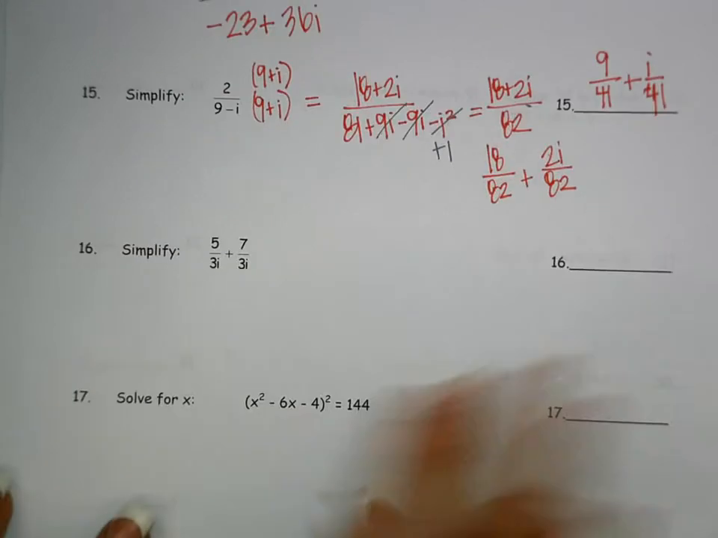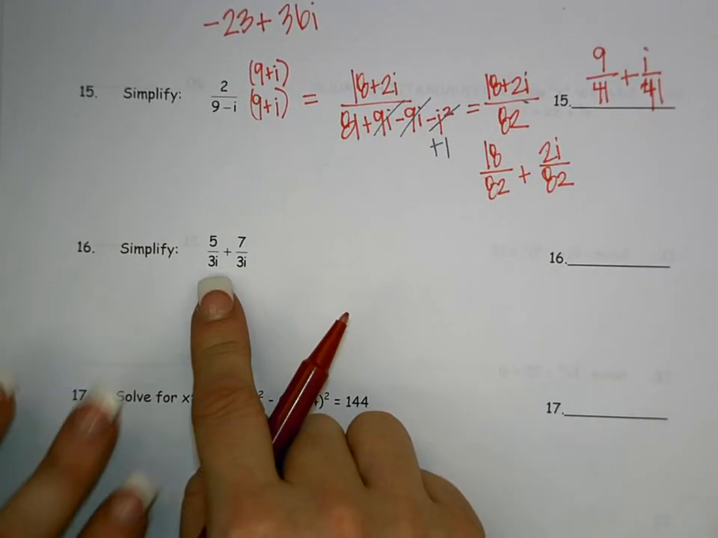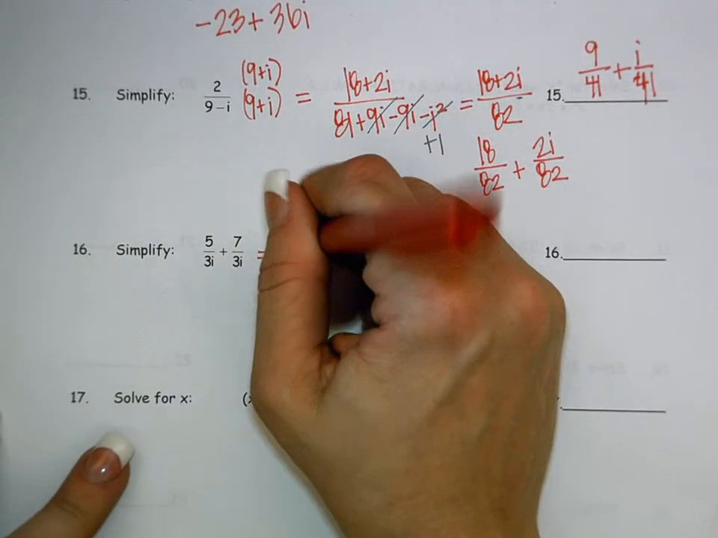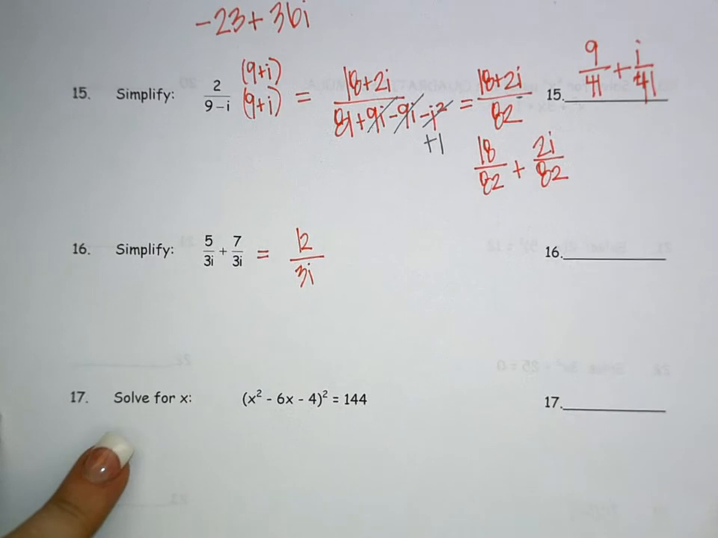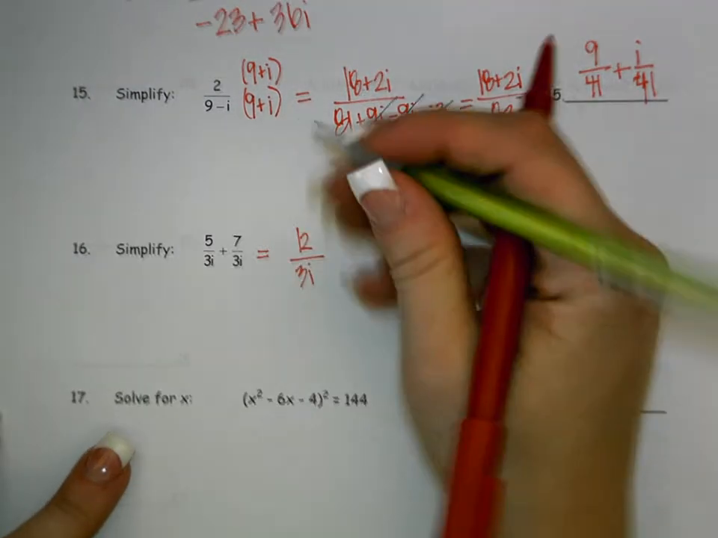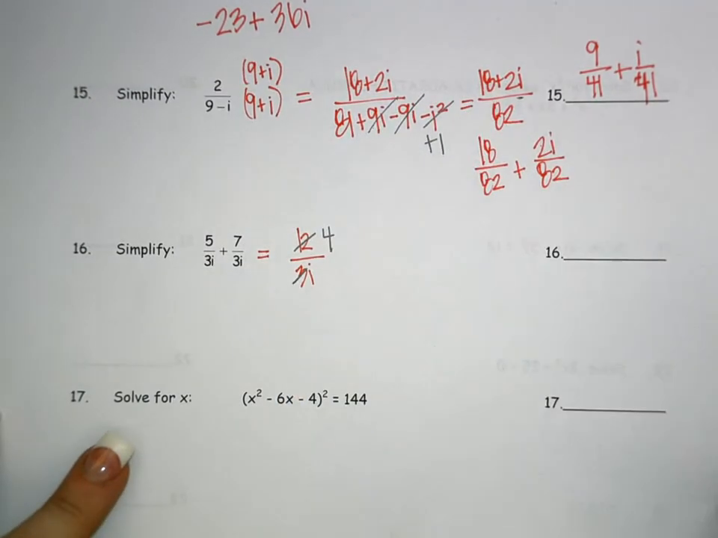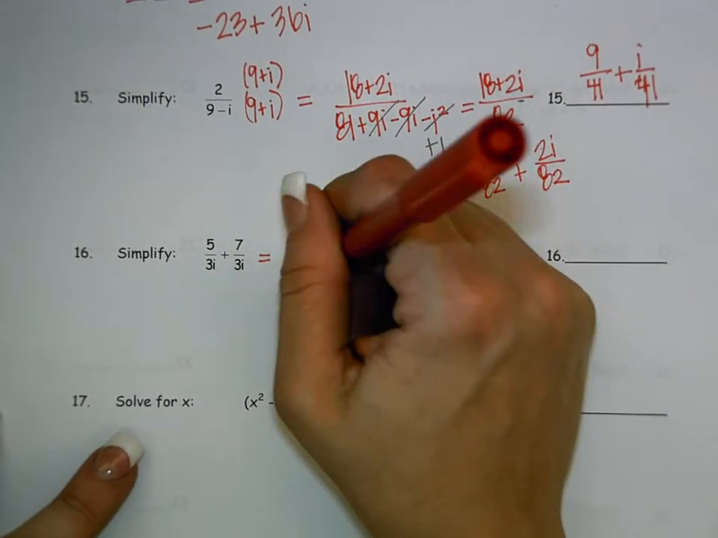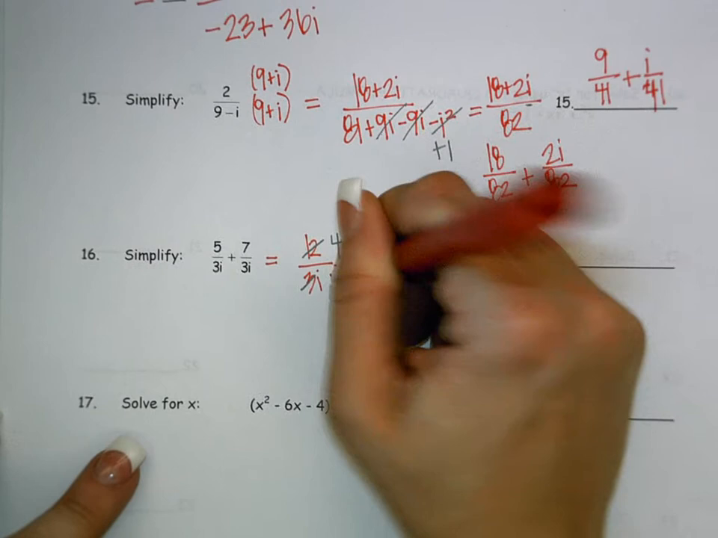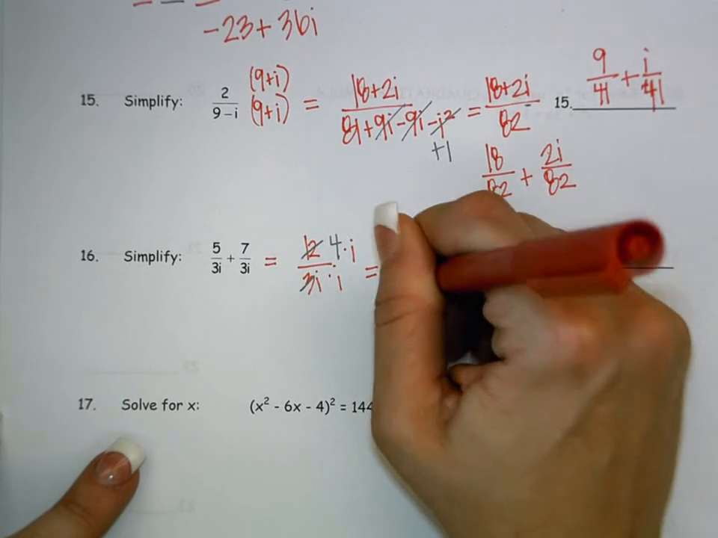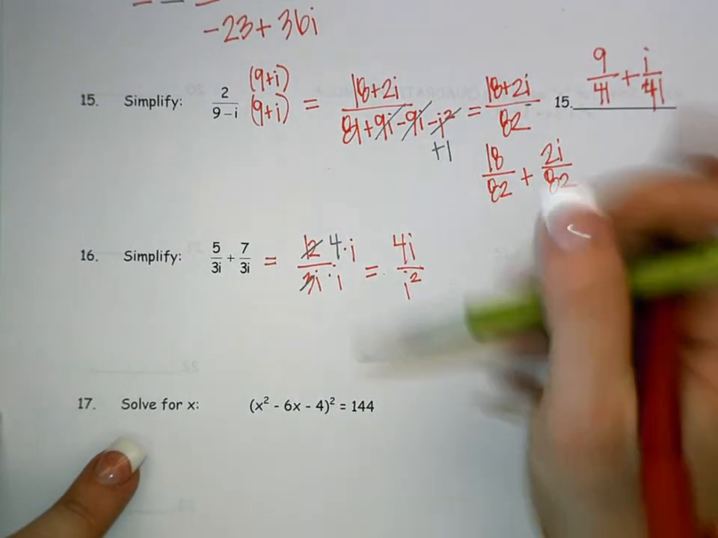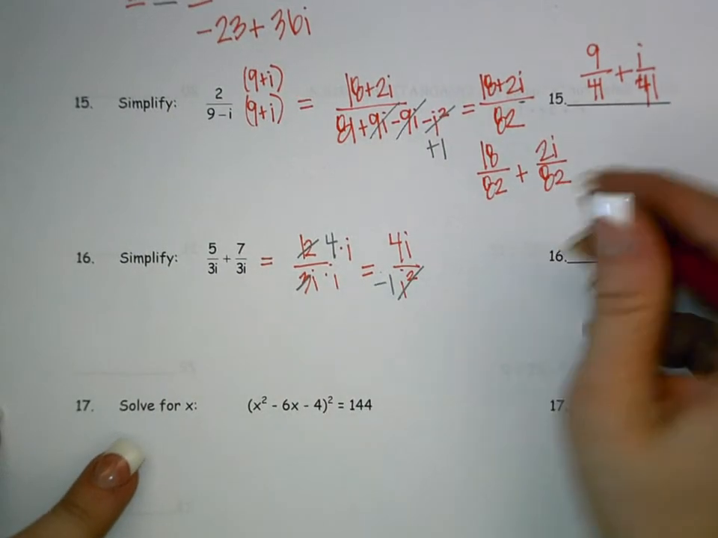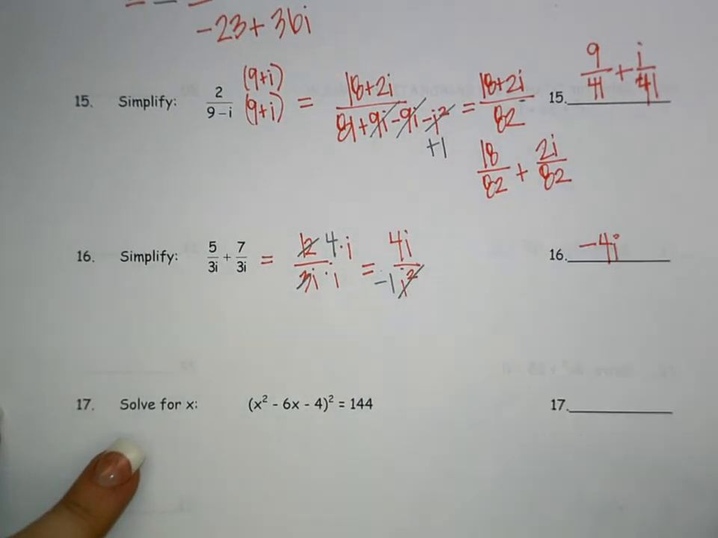Number 16, simplify. These are both the same denominator to start with, so since there's a common denominator, you just add together in the numerator. So 5 plus 7 gives you 12 over 3i. Then reduce what you can. So 12 and 3 reduce to give you a 4. Can't have an i in the denominator, so to rationalize it, multiply it away. If you multiply, we get 4i over i squared. i squared turns into negative 1. And instead of writing 4i over negative 1, you just move the negative to the top, and we got negative 4i.